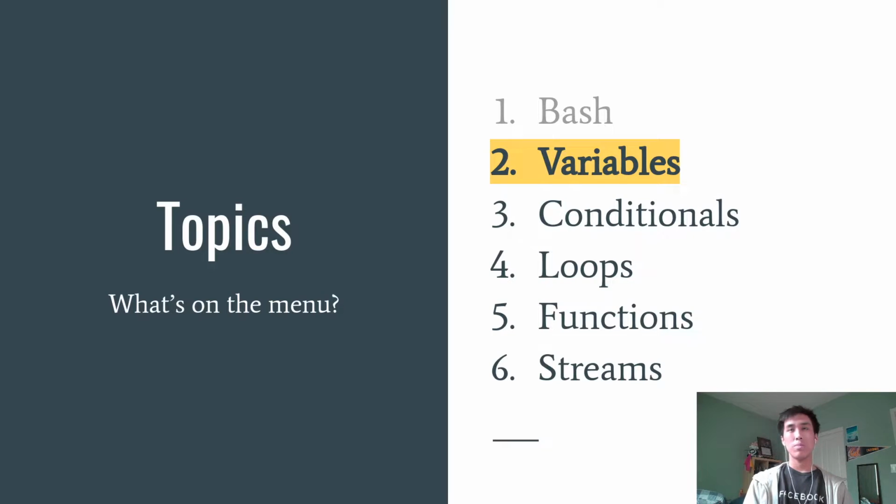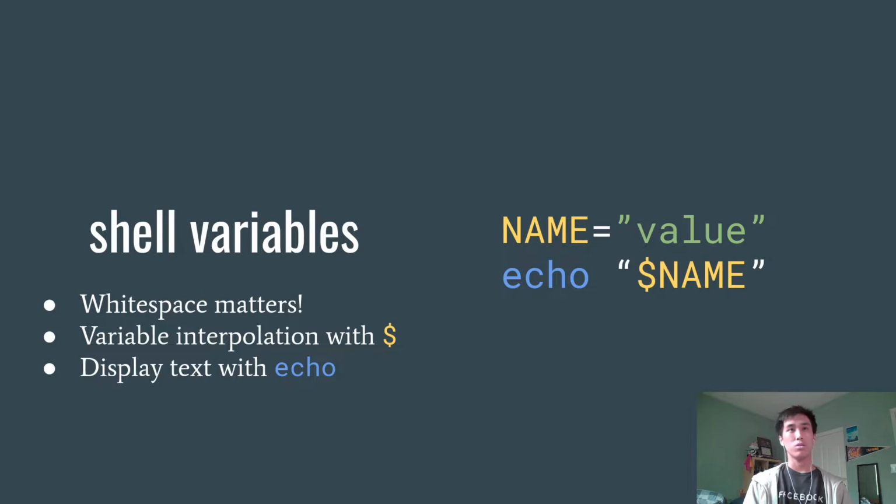And yeah, let's get on to the basics of variables. Variables are pretty simple. They're kind of like the same in other languages. You just have the variable name on the left side, an equal sign, and then the value of the variable on the right side. And in bash, white space actually matters. So please don't put spaces around the equal sign unless you know what you're doing. And to actually use a variable, you just use a $ sign and then the variable name.